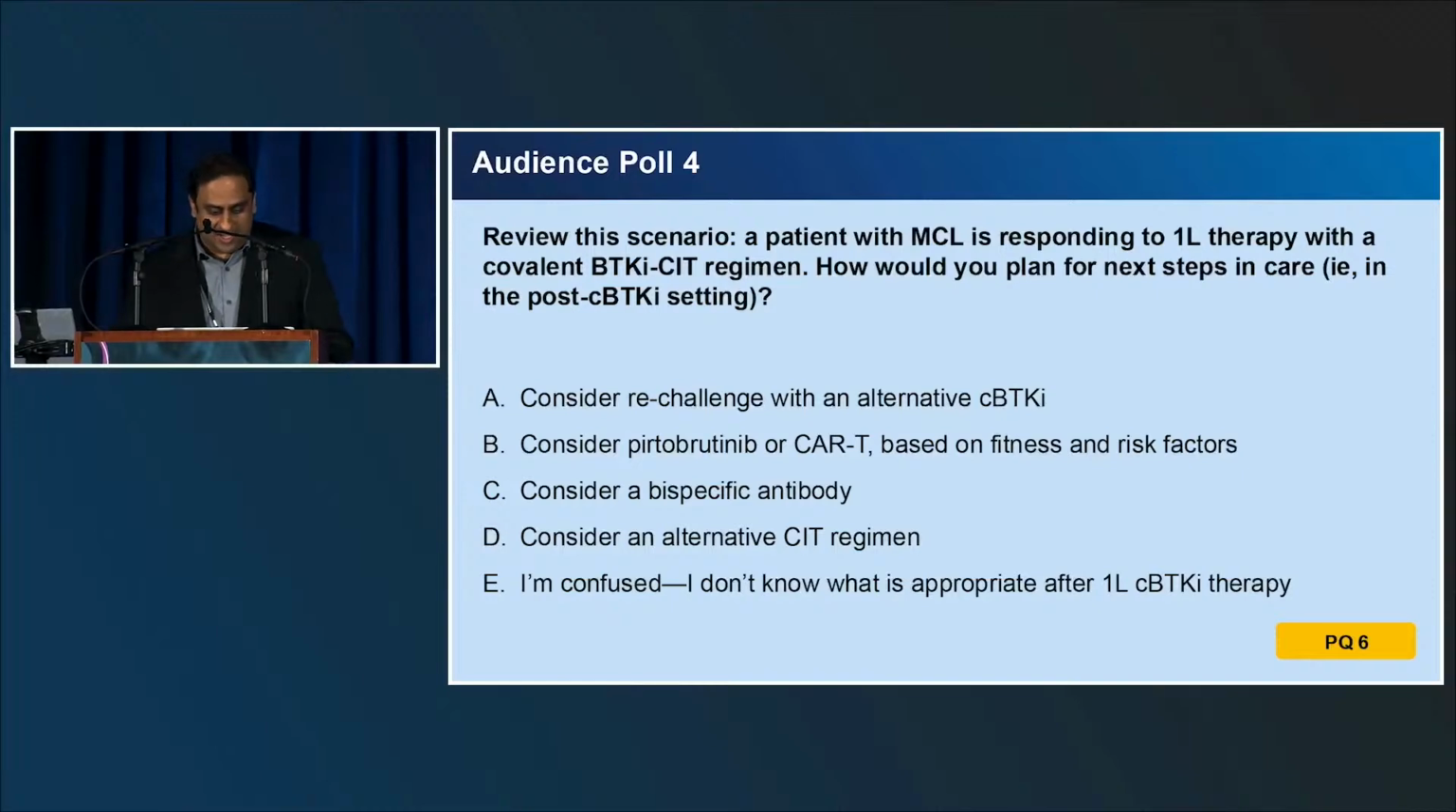Okay, so again, pirtobrutinib and CAR T here, sort of the main answer, and we'll go through some of this. And hopefully, for those of you who aren't sure, you're going to learn a little bit about what those options look like for post-covalent BTK relapse.